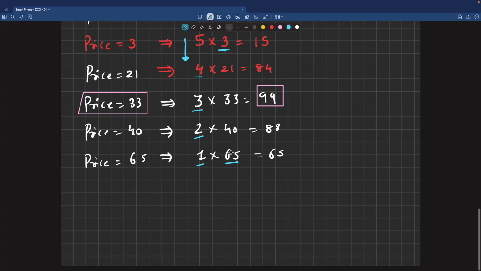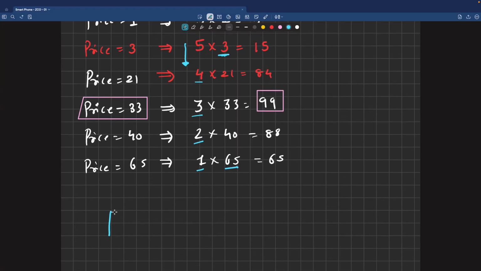So to find out the logic for this, what we can do is we can simply have the numbers. Let's say we had 40, we had 3, we have 65, 21, 33. What if we just simply sort this array?